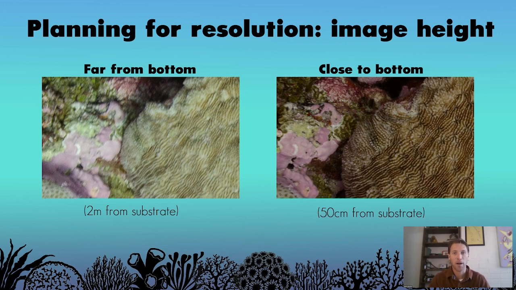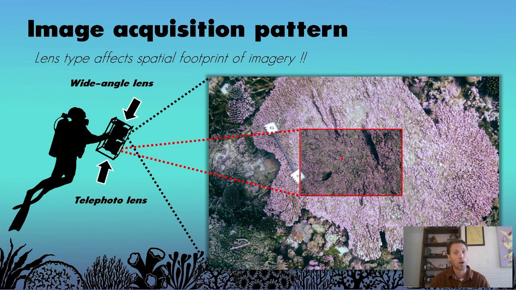We must remember the caveat also that the further we swim from the bottom, the lower the resolution of our images will be. Similarly, a wide angle lens will produce images with a much larger spatial footprint, but lower resolution than images taken with a telephoto lens on the same camera.